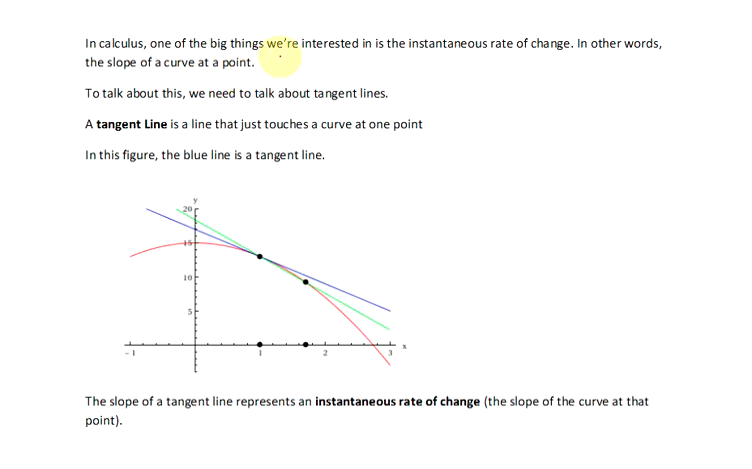So to talk about that, we need to talk about tangent lines. A tangent line is similar to a secant line, but a tangent line only touches the curve at 1 point. In the same figure that I had up before, this blue line represents a tangent line. Notice that it just touches the curve at this 1 point. The slope of a tangent line represents that instantaneous rate of change that we're after. In other words, the slope of the curve at that 1 point.